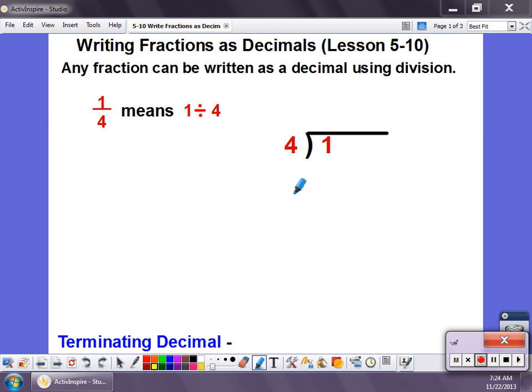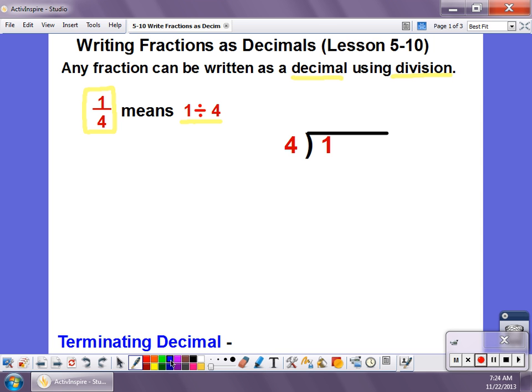Fractions are just another way to write a division problem. So any fraction can be written as a decimal using division. The way we do this is we take our fraction, 1/4 really means 1 divided by 4. So what we can do is take this problem and set it up like a division problem. Once we have it set up this way, all we need to do is divide.